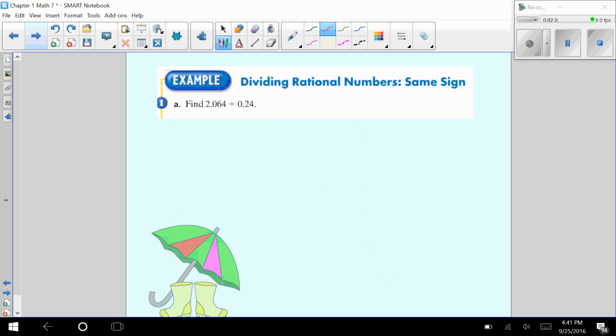All right, let's try these two. We are going to find 2.064 divided by 0.24. Let's walk through this one together. Underneath the division, we'll go 2.064. Outside, we'll go 0.24. I'm going to move the divisor decimal all the way to the right. It moved 2 spots. So the dividend decimal moves 2 spots as well. Insert it up top. How many times does 24 go into 20?